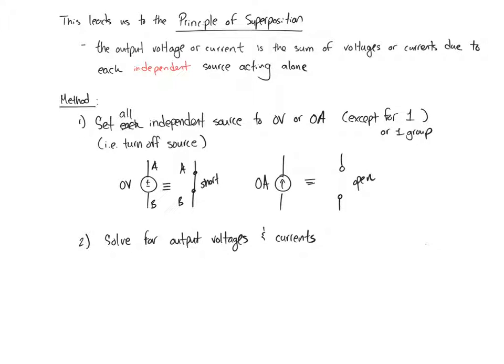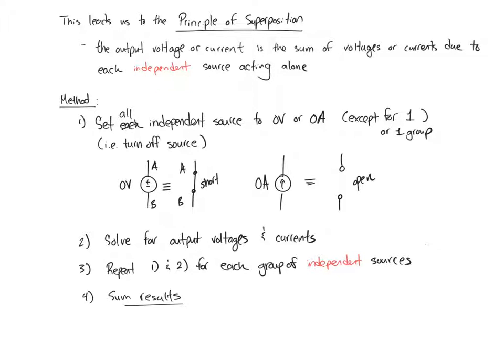Second, we're going to solve for the output voltages and currents under the scenario that we have a single source or a group of sources activated. Third, we're going to repeat steps 1 and 2 for each group of independent sources acting alone. And then finally, we're going to sum the results for each source acting alone, or each group of sources acting alone. And one final note, dependent sources must remain on.